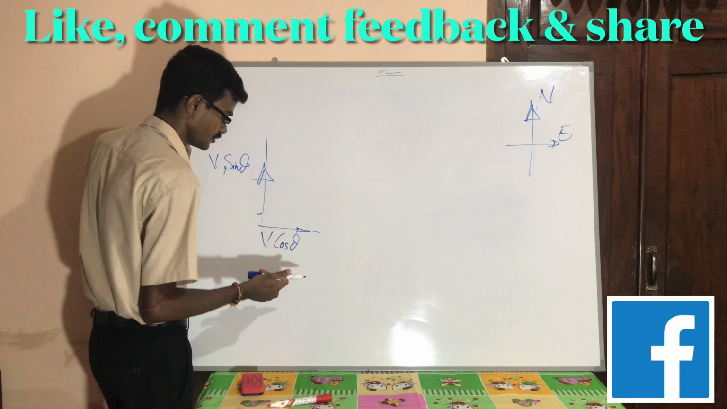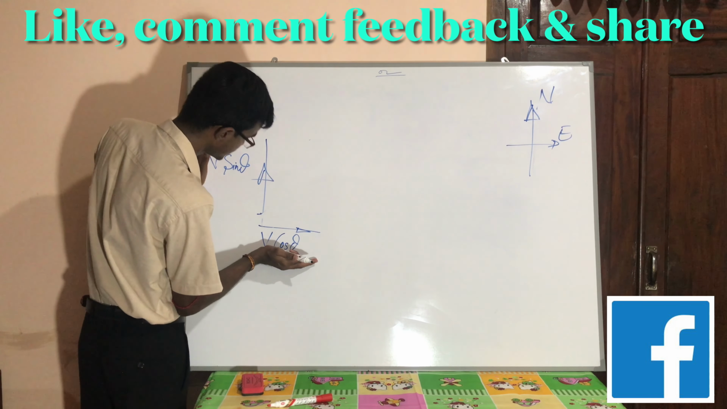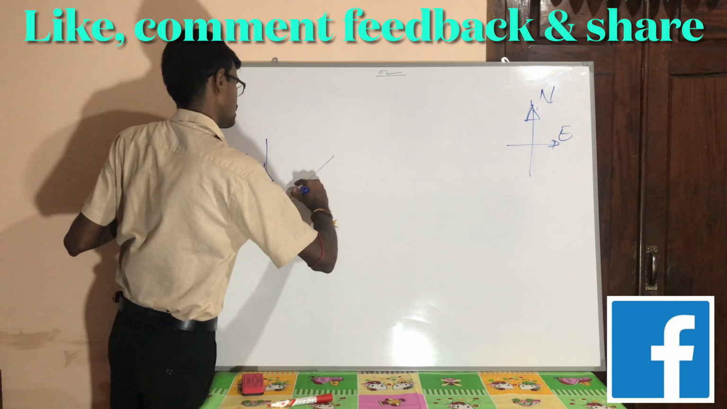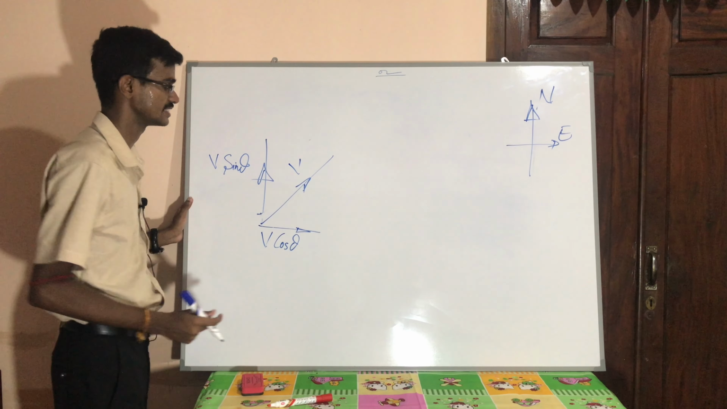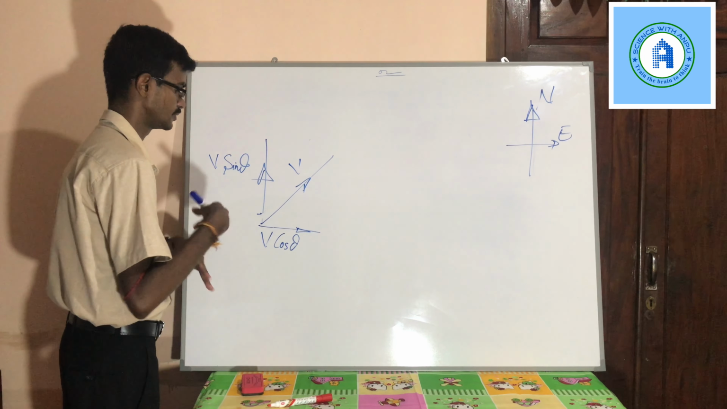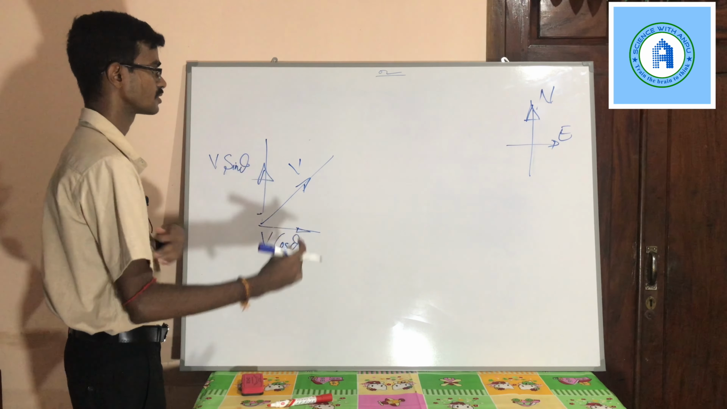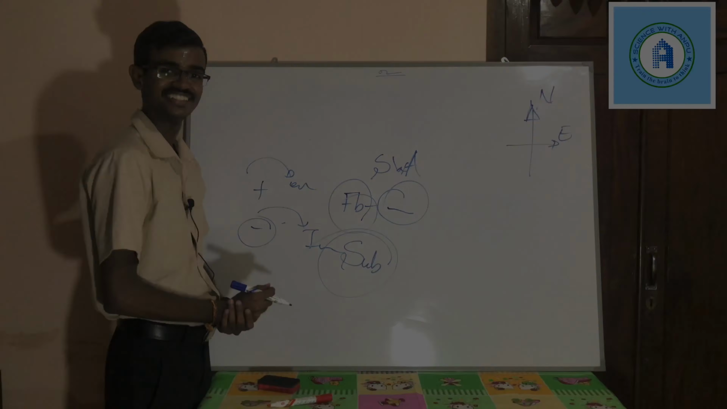So again, if we find the resultant of these two, that will give the V vector as the resultant. So we are doing it in both directions for a question. Thank you very much.